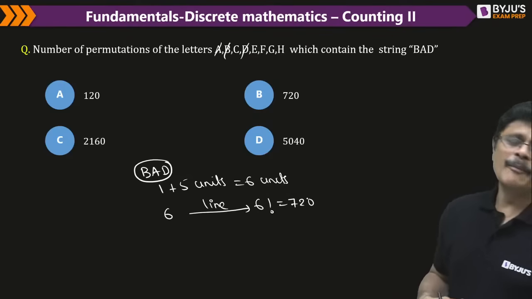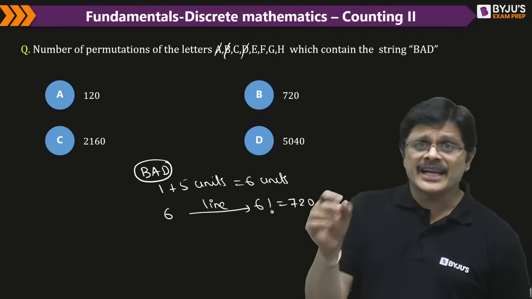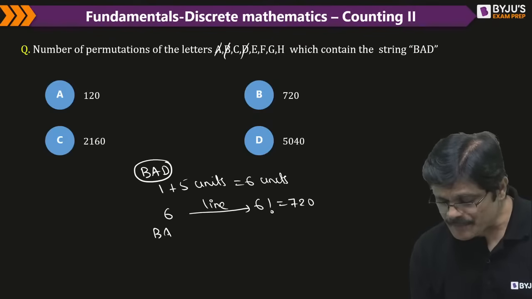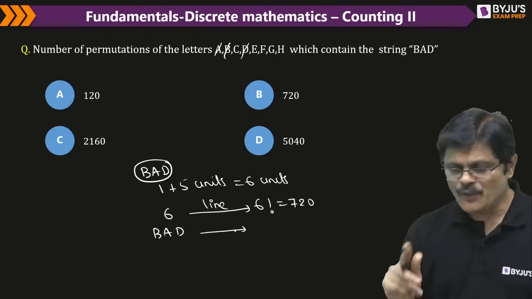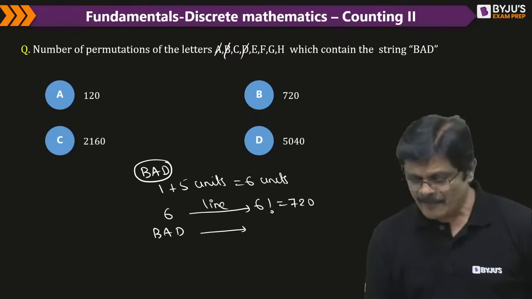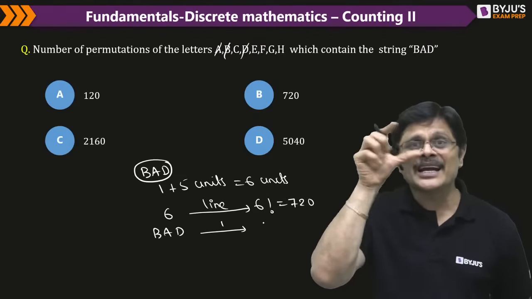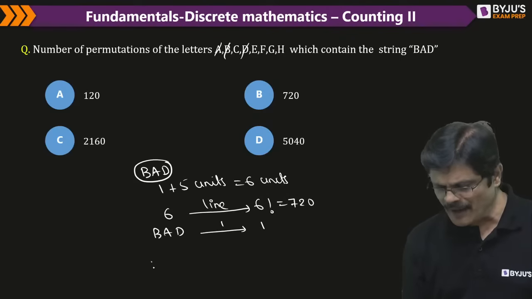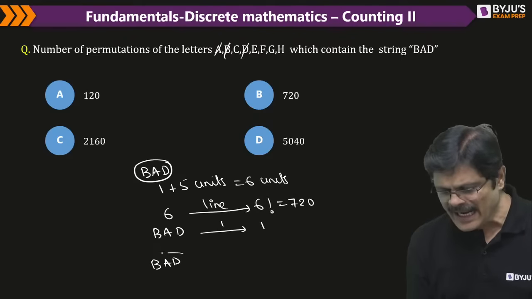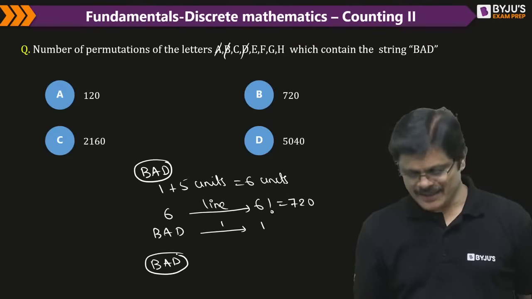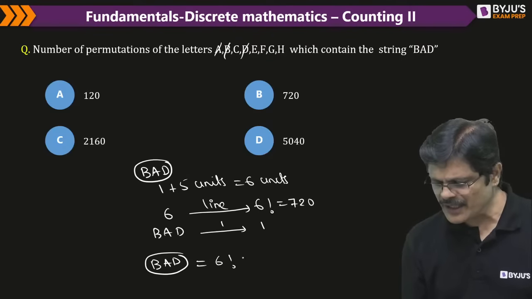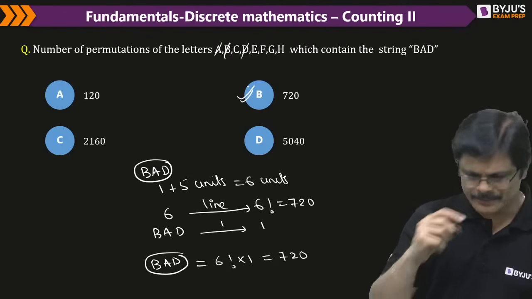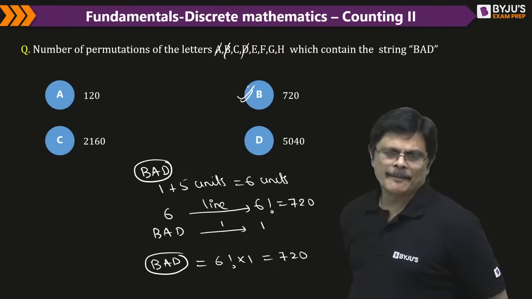Now here, because you want the string BAD in that order only, BAD can be done in only one way. We should not arrange BAD internally, because you want it in that order only. So the number of arrangements in which the string BAD is there is given by 6 factorial into 1, which is nothing but 720. That is option B, my dear friends.